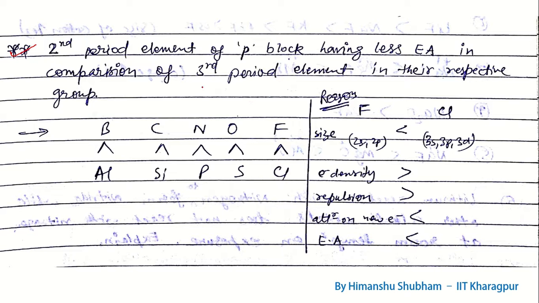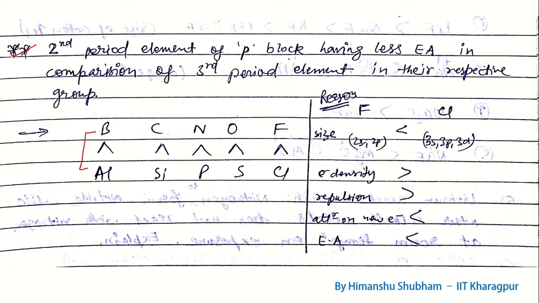Now another observation is that the second period element of p block has less electron affinity than its corresponding third period element. For example, boron has less electron affinity than aluminum, and the same goes with the remaining elements. Let us see the reason behind it. Let us compare F and Cl, as far as the size is concerned.